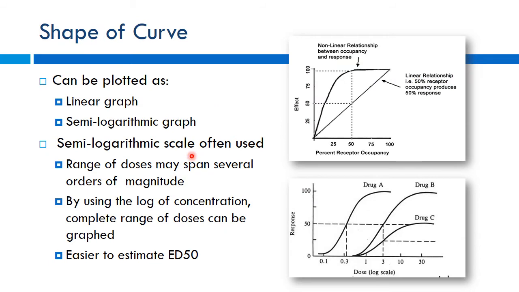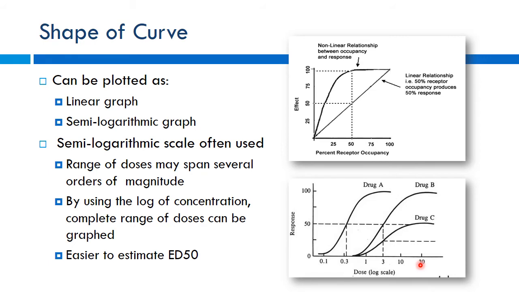When you're looking at how it's plotted, you can do it as a linear graph, and you can see here how this would be a linear relationship. This one is actually looking at receptor occupancy, so you have 25, 50, 75%. More commonly, what we do is a semi-logarithmic graph. This is more useful for comparing drugs across many tenfolds of concentration, right? So this is an example down here where we could look at between 0.1 milligrams, say, all the way up to 30 milligrams, and you can go even farther than that.